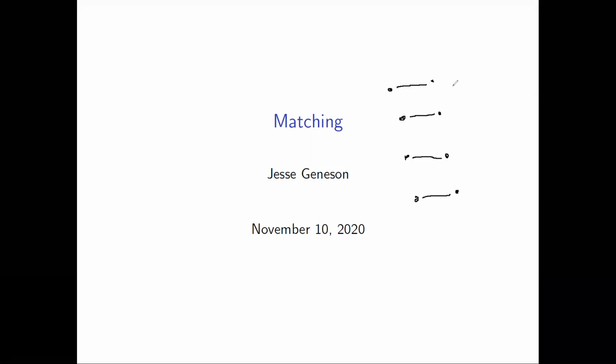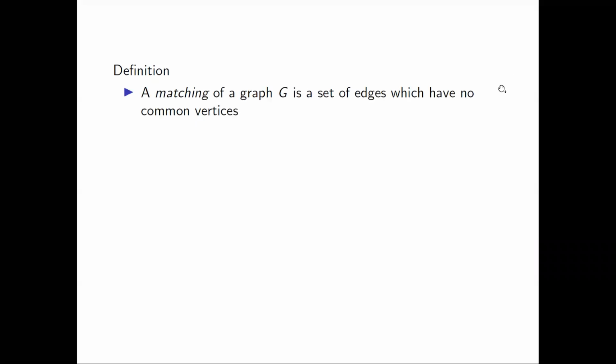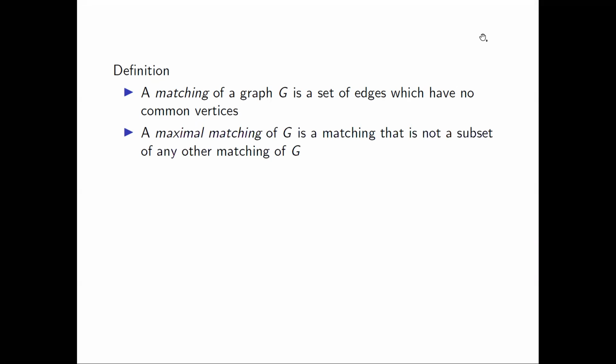So matchings: a bunch of edges with no common vertices. More specifically, if you are given some graph G, a matching of that graph G is just a set of edges in G which have no common vertices. And we can define a bunch of different kinds of matchings.